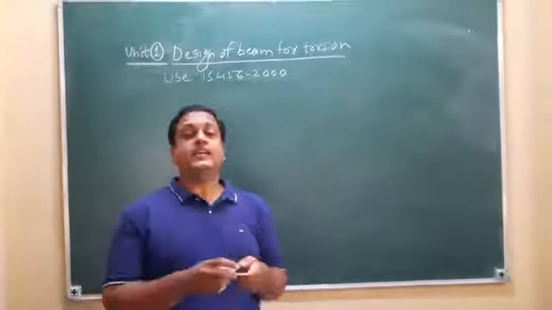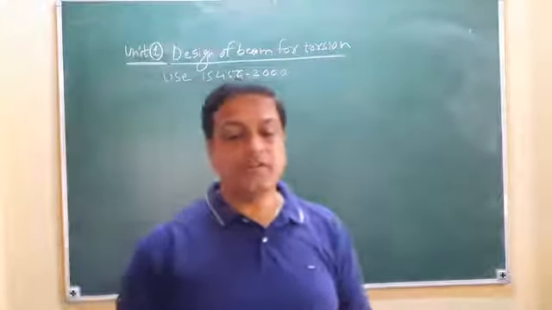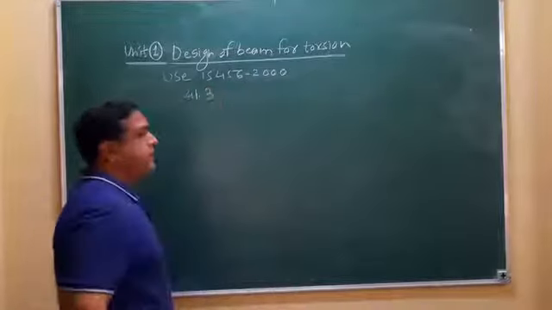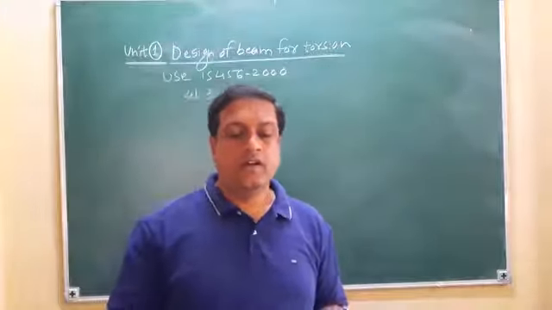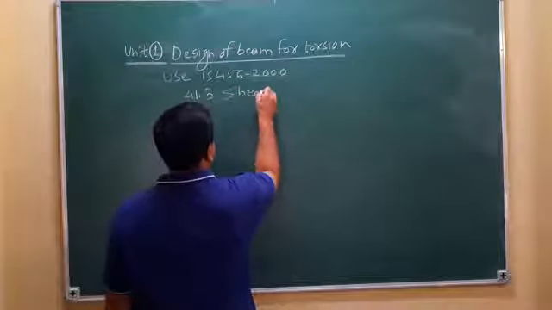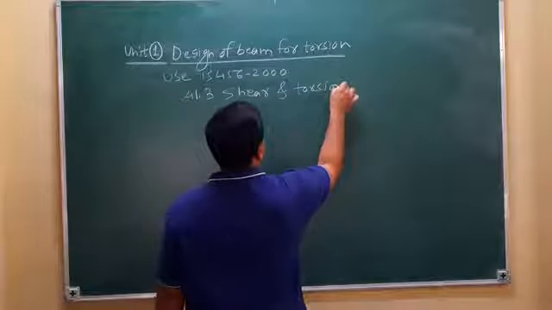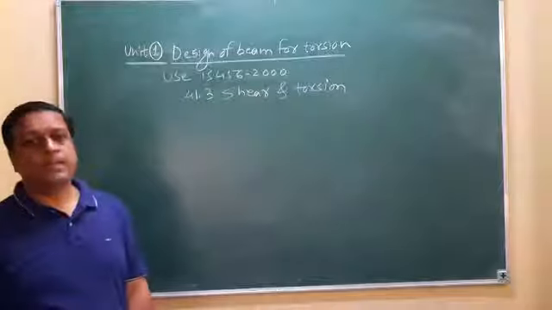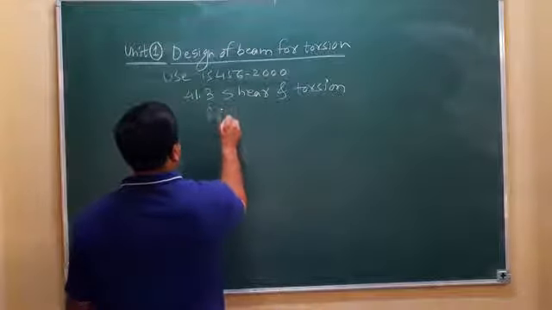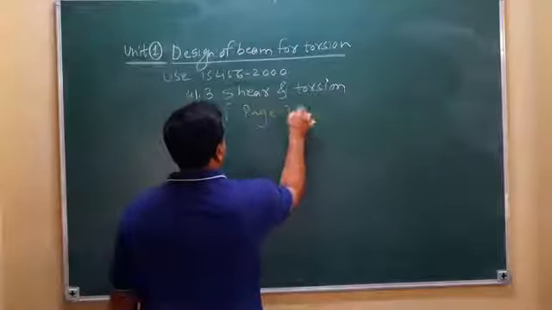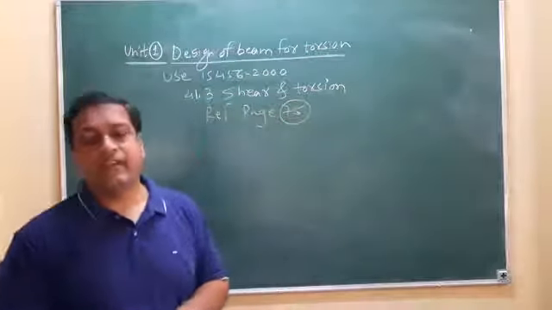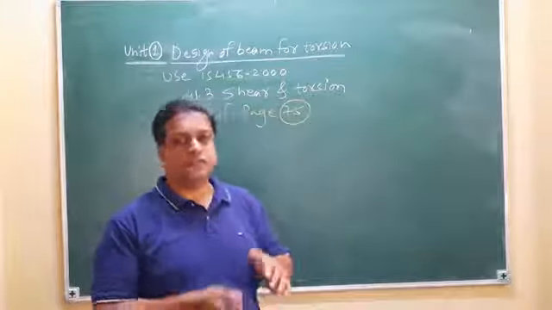Now as per IS 456, clause number 41.3, this clause is related to the design of beam for shear and torsion. That means it is a combined effect of shear and torsion. For the design purpose, with reference to page number 75, you have to follow the steps and finally design the beam for torsion.